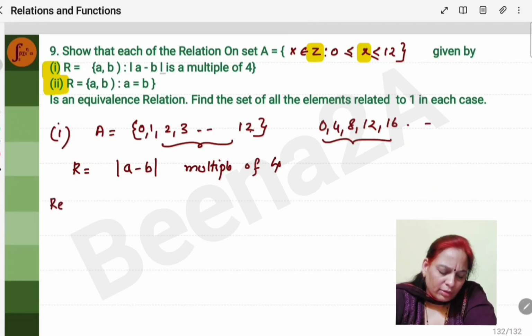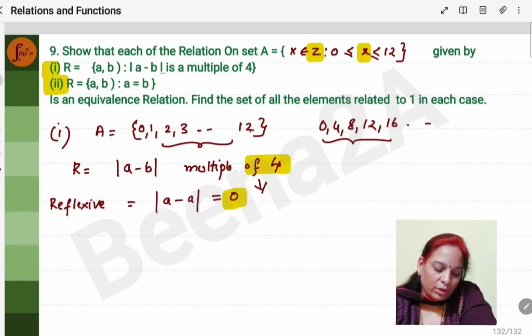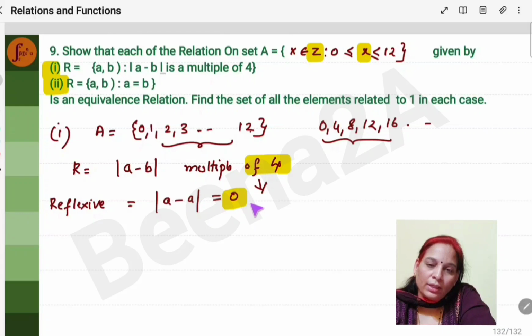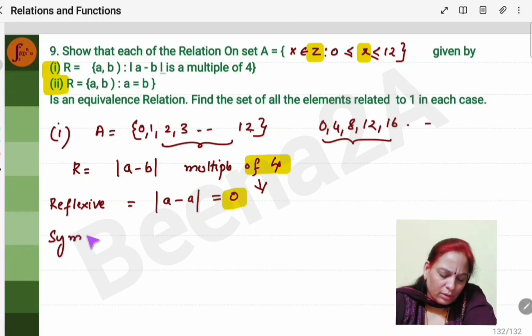Now I have to prove that it's an equivalence relation. For reflexive, it should be A minus A, where both A and B have the same elements. A minus A is 0, and 0 is a multiple of 4. Therefore, it's reflexive. So you can say R is reflexive because modulus of A minus A is 0 and 0 is a multiple of 4. That's all.